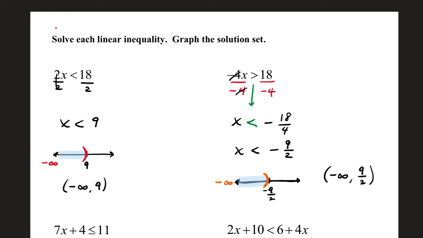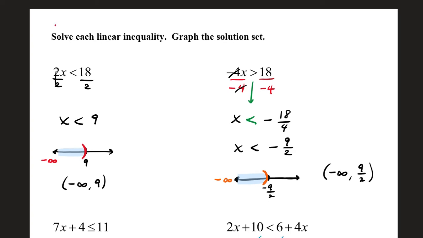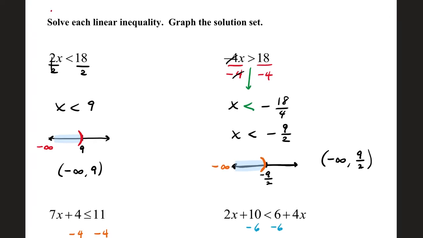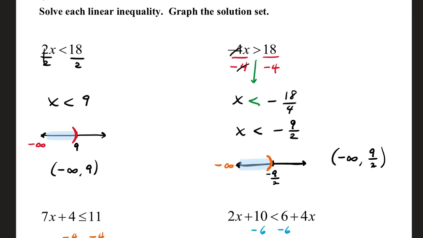With conditional equations, we only had one magic number that made the original statement true. When you upgrade to inequalities, there's a whole lot of answers that can make that happen. So instead of thinking in terms of one magic number, we have to start thinking in terms of a whole bunch of magic numbers. Let's get to an example.